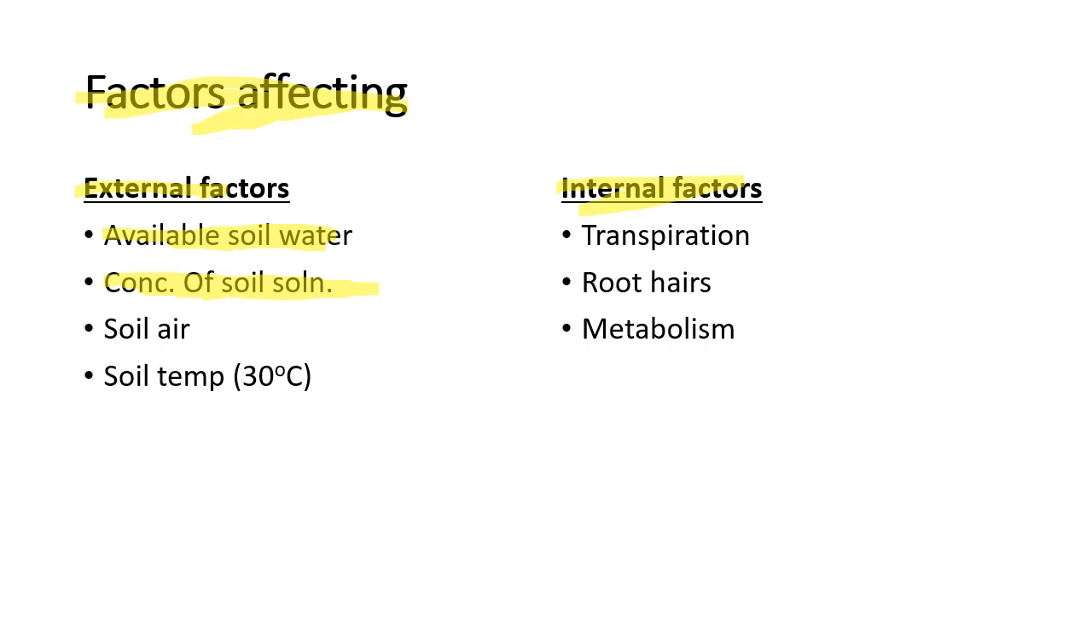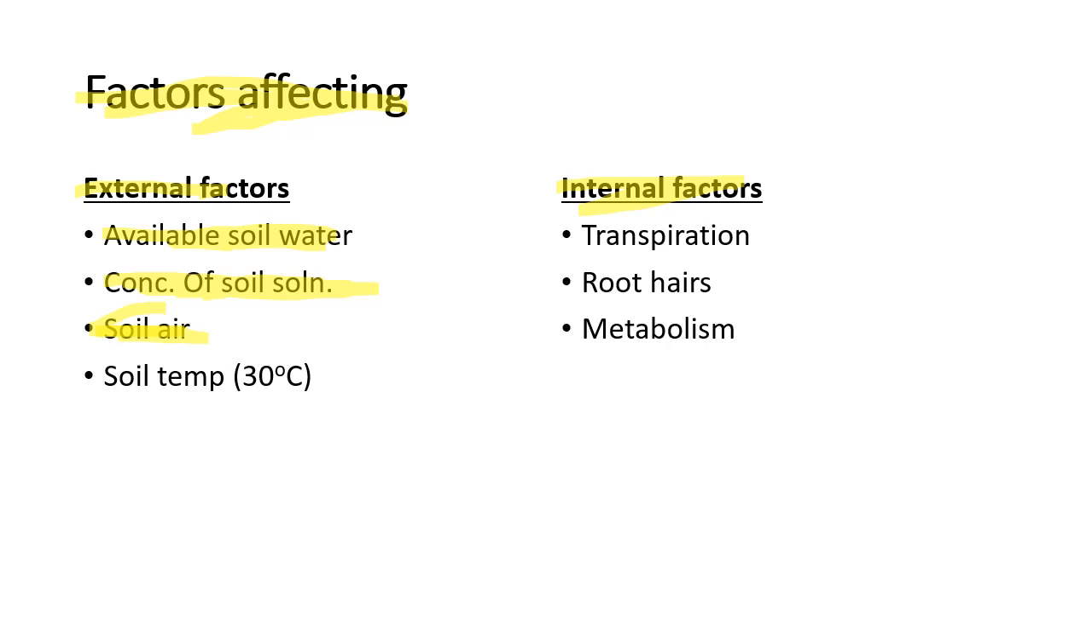And such a high osmotic pressure in the soil environment will hamper or decrease the efficiency of water absorption. So the third one will be your soil air, or how well your soil is aerated, or how well the O2 content is in your soil environment. So in a poorly aerated soil, say in a flooded condition, the accumulation of carbon dioxide takes place and it will make the root zone physiologically inactive.